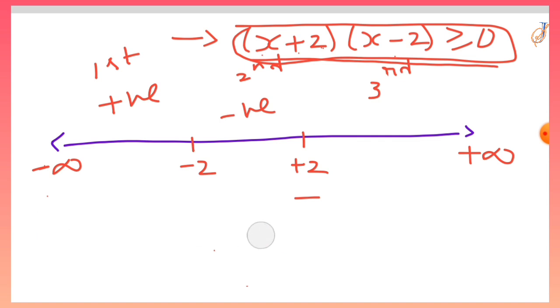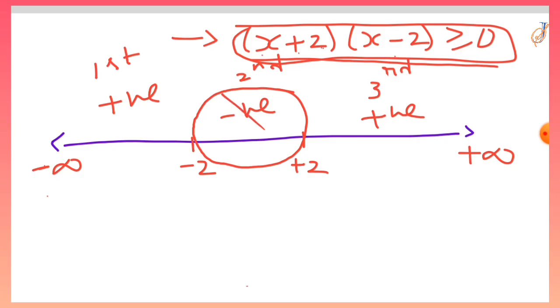Now let's check the third region. The third region the numbers are plus 2 to plus infinity. Suppose you plug x as 3, then the function is 3 plus 2, which gives plus 5, times 3 minus 2, which gives plus 1. So plus 5 is positive only, the function is going to be positive here. For the radical signs, negative values are undefined, so we should not take this second region, we should take only the first and third region.